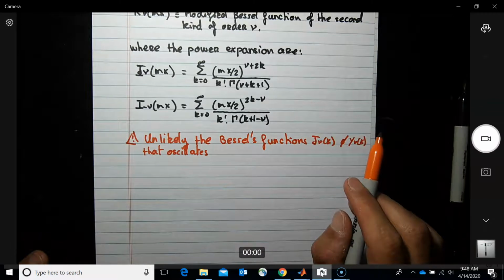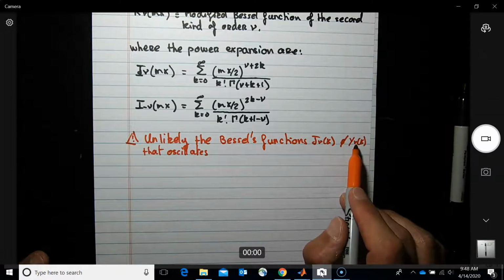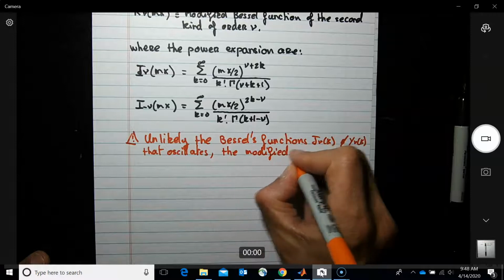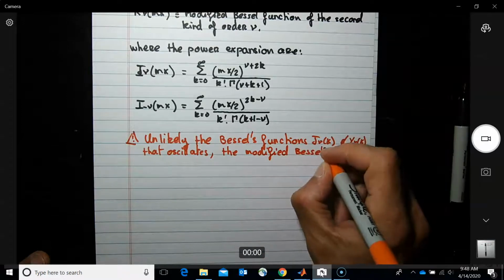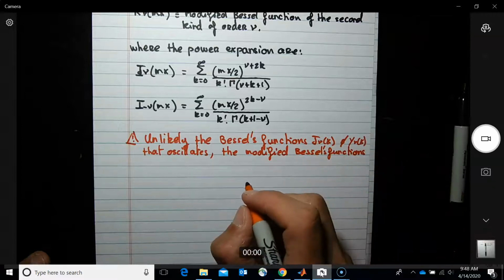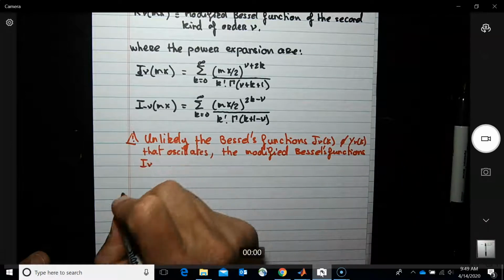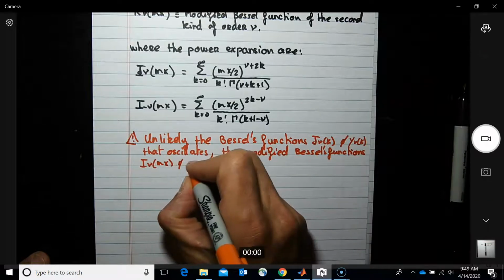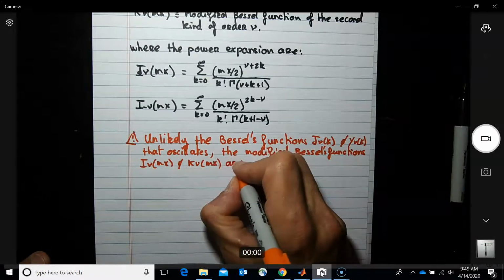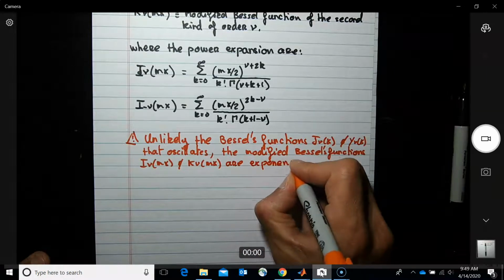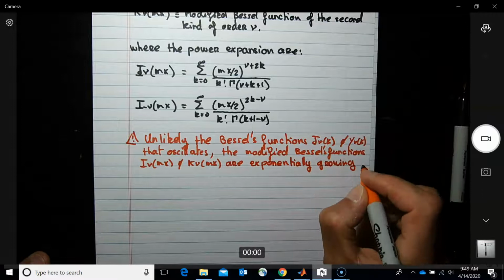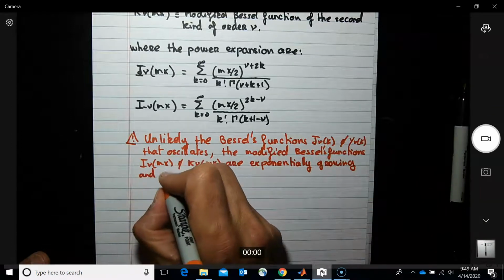So unlike the Bessel functions J mu of x and Y mu of x that oscillate, the modified Bessel functions I mu of mx and K mu of mx are exponentially growing and decaying functions.